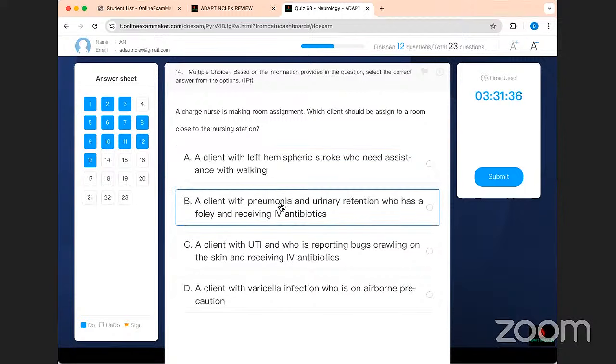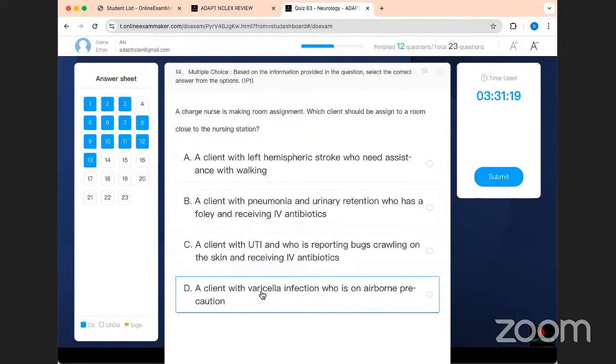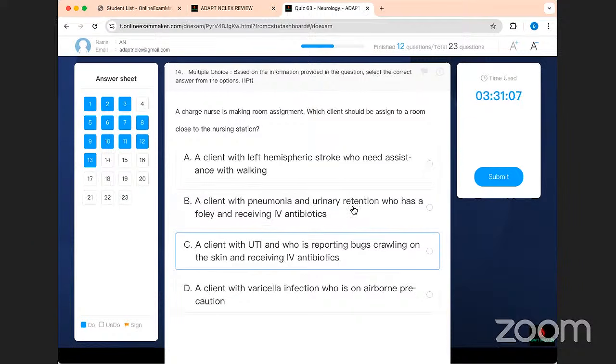Client has pneumonia and urinary retention. He has a Foley in place and is getting IV antibiotic. Client has a UTI. He's reporting some bugs crawling on the skin and he's getting antibiotic. A client with varicella infection who is on airborne precaution. Who would you put near the nursing station? That is the question. Look at each of them, see who is in trouble, who we need to follow up on more frequently, and who should we see.